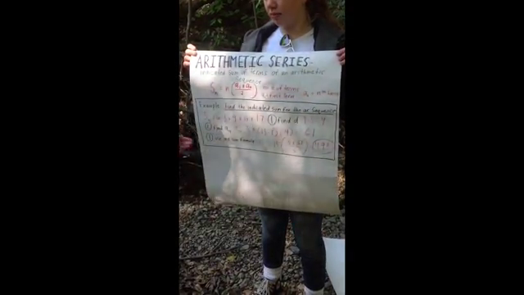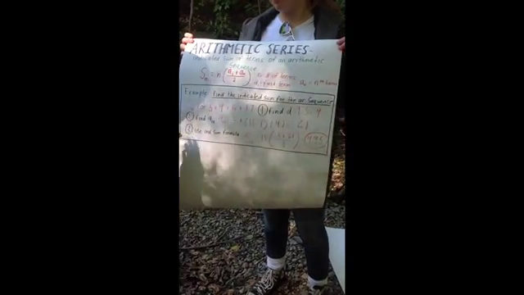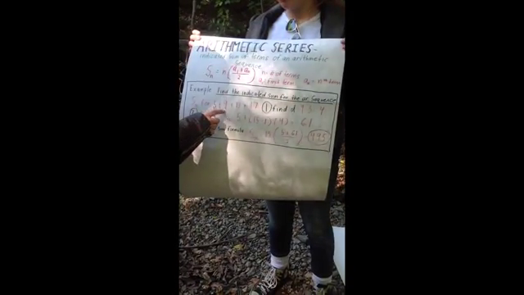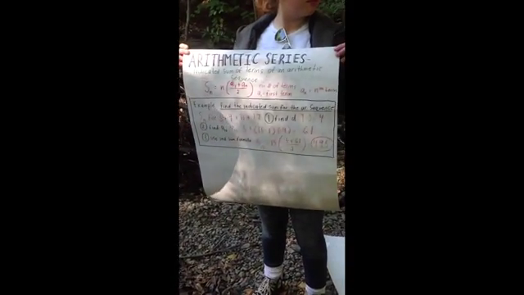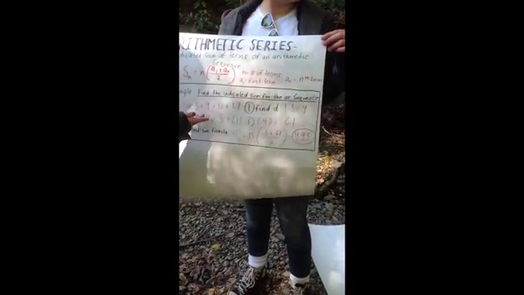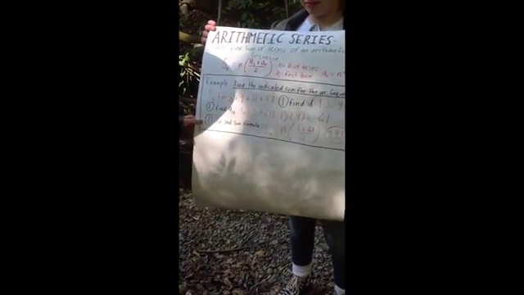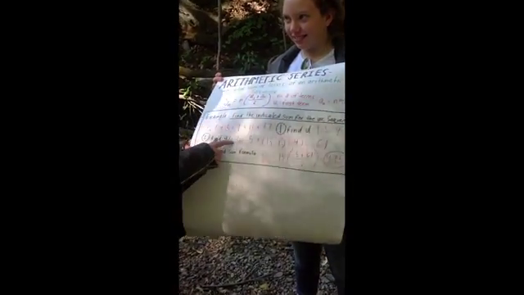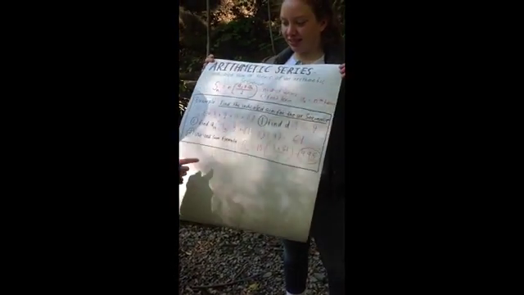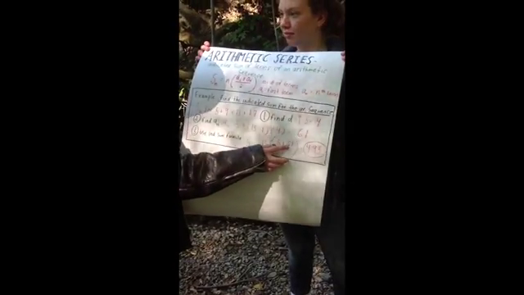For an example, if you had S_15, the first thing you would do is find d, which is 9 minus 5 equals 4, and then you'd find a_15. You plug it in, and you have a_1 as 5, and then 15 minus 1. You use your general rule here. And then once you have a_15, you can plug it in.